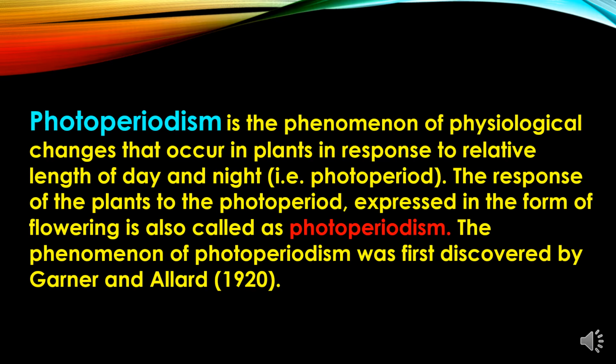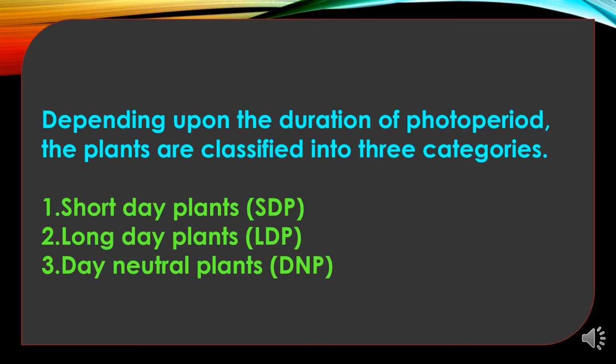What is photoperiodism? Photoperiodism is the phenomenon of physiological changes that occur in plants in response to the relative length of day and night, like photoperiod. The response of the plants to the photoperiod expressed in the form of flowering is also called photoperiodism. The phenomenon of photoperiodism was first discovered by Garner and Allard in 1920. Depending upon the duration of photoperiod, the plants are classified into three categories. First one is short day plants, second is long day plants, and third is day neutral plants.